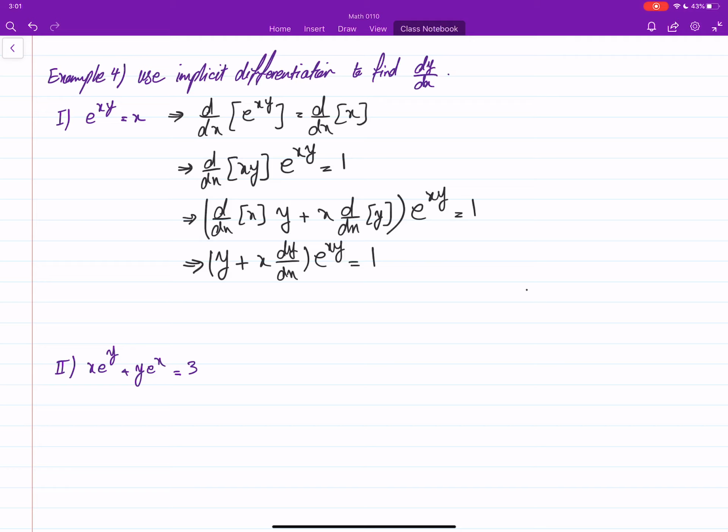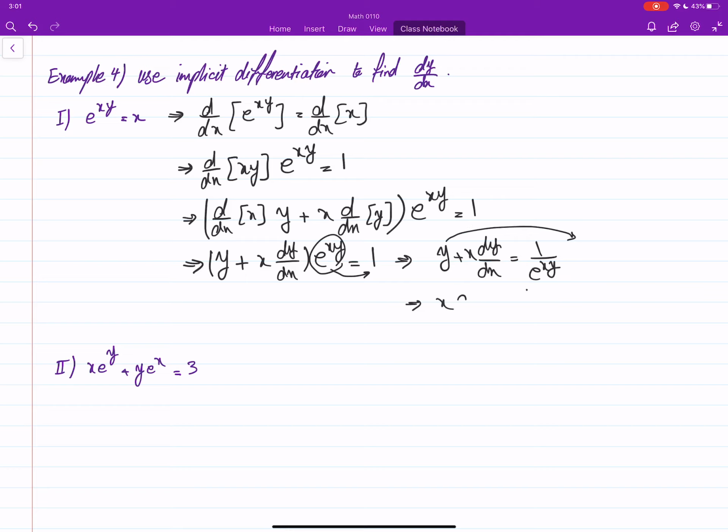Very nice. And what does this give us? You see, this is an equation for dy/dx. We need to solve it. First thing is take this to the other side. This will give us y plus x dy/dx is 1 over e to the power xy. And then the second thing is take y to the other side.